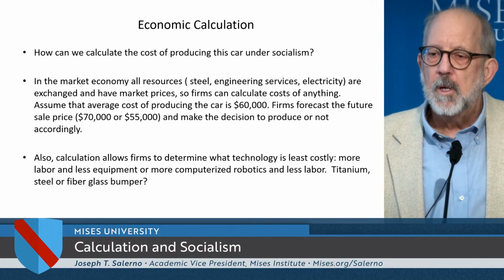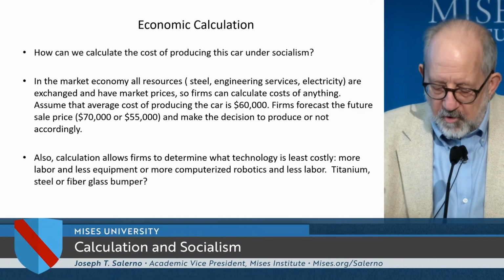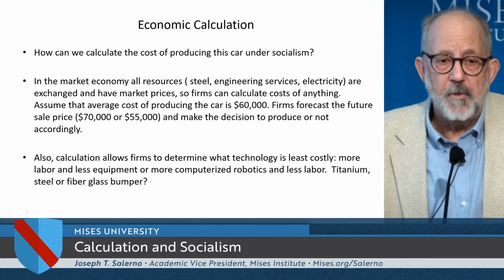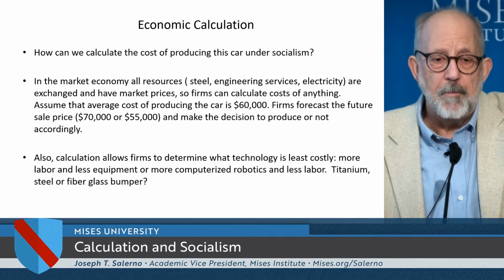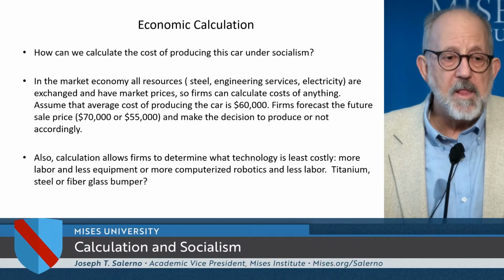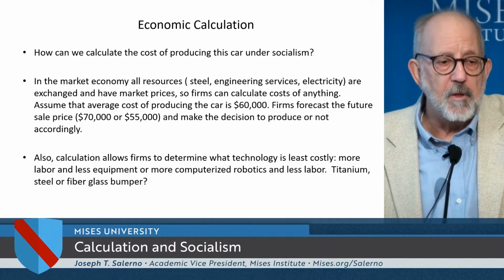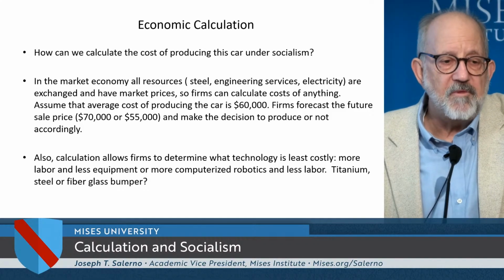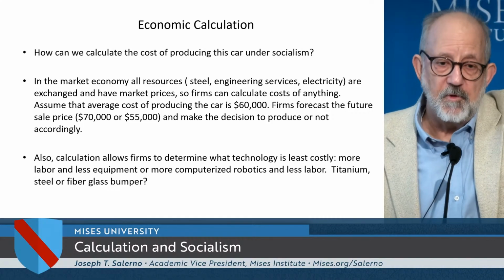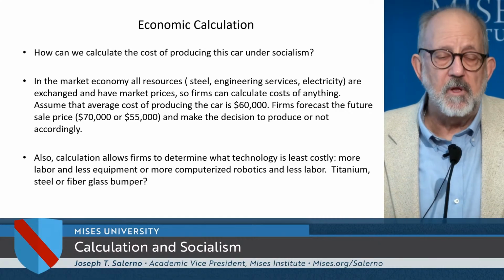Also, there are many different decisions to be made in building this automobile. The bumper is one example. Should we use titanium, steel, or fiberglass for the bumper? We used to have steel bumpers, and we've moved to fiberglass bumpers, and there are reasons for doing that. The more expensive and heavier steel bumpers just raised the cost of the car without raising the value of the car by more than the cost of using the steel.